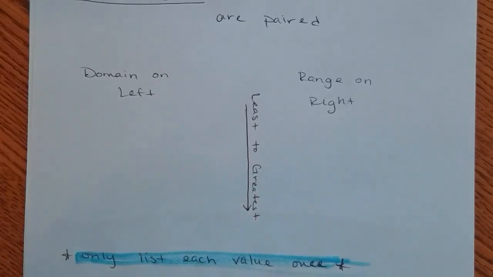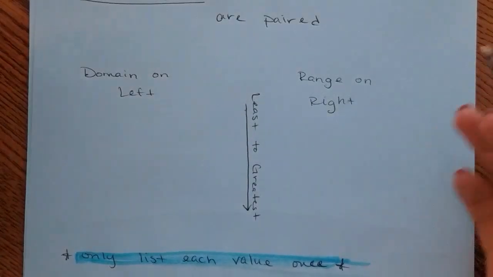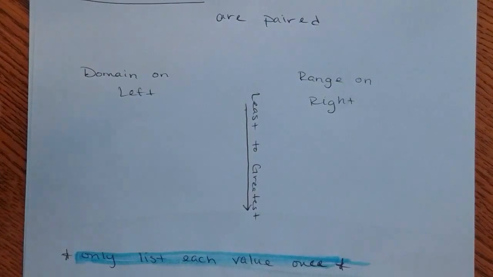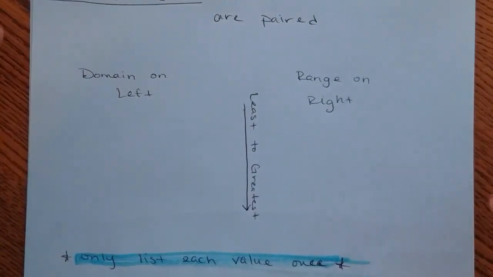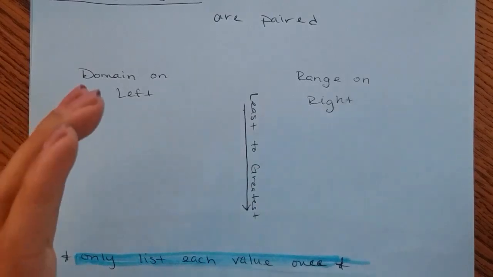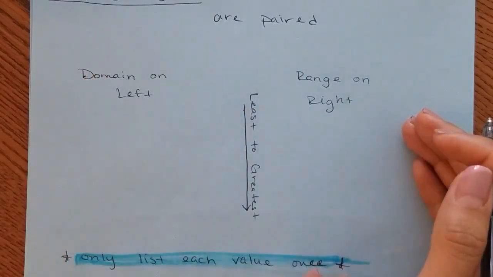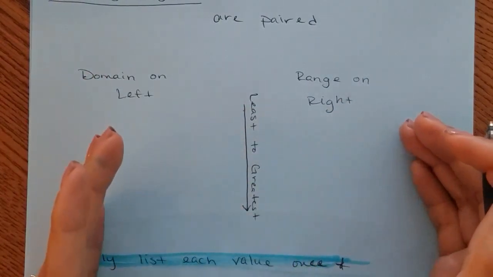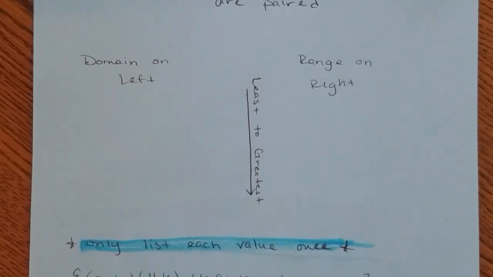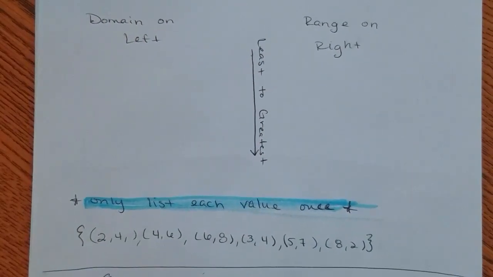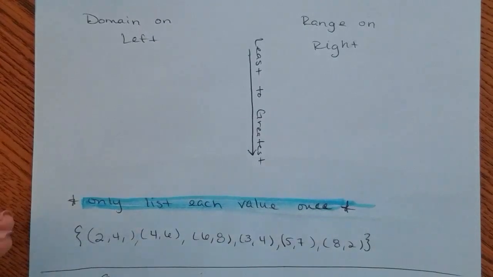Now remember, your relations can be anything. They could be sets of numbers, they could be sets of letters, or pictures or diagrams. It doesn't really matter. You just show how they're paired, and you're just going to draw an arrow from the domain to the range. So I have some ordered pairs right here, and we're going to go ahead and make a mapping diagram. So I'm going to list my domain.